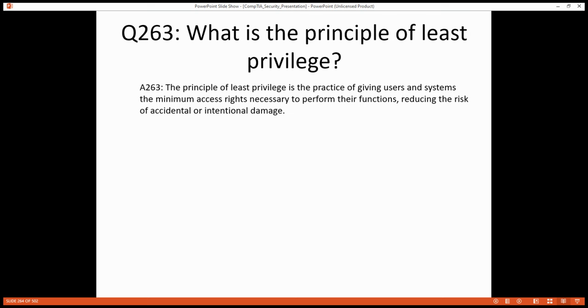Q263. What is the principle of least privilege? A263. The principle of least privilege is the practice of giving users and systems the minimum access rights necessary to perform their functions, reducing the risk of accidental or intentional damage.